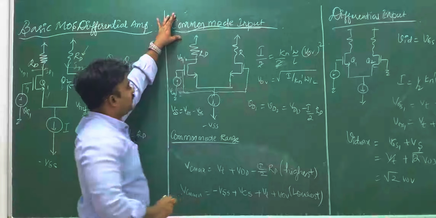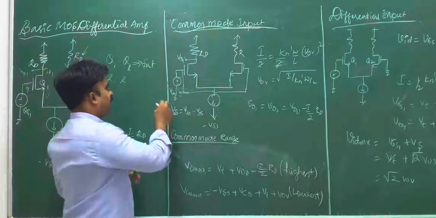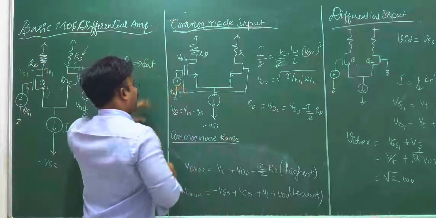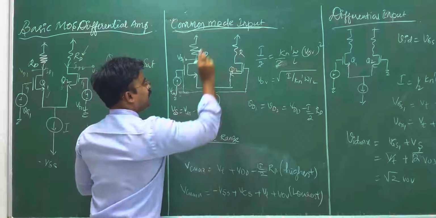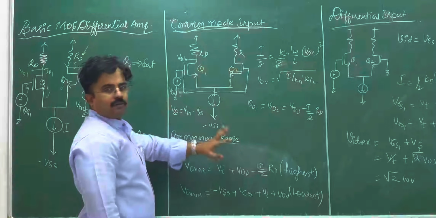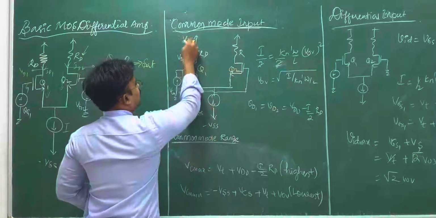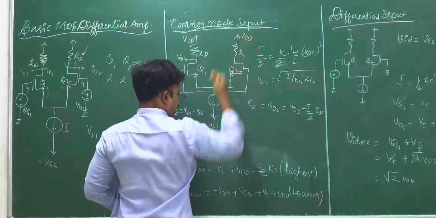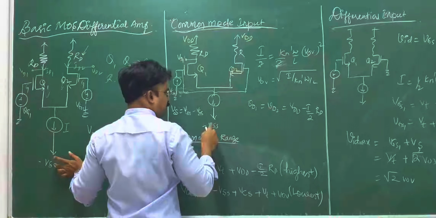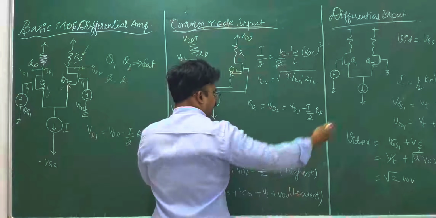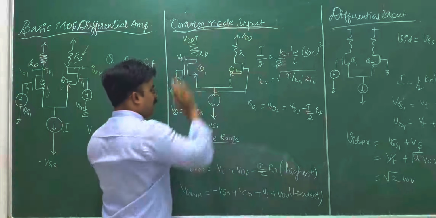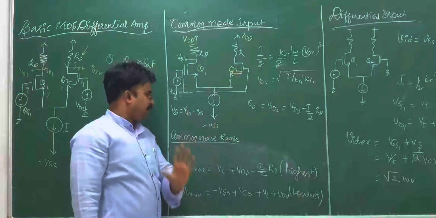Common mode indicates a condition where the voltage connected here is a common signal for both Q1 and Q2 transistors. This is biased with VDD, and a negative power supply, minus VSS, should be given for both the differential input and the common mode input.